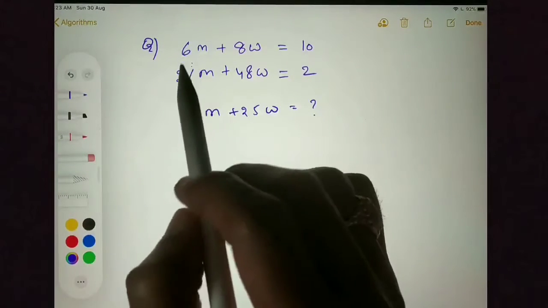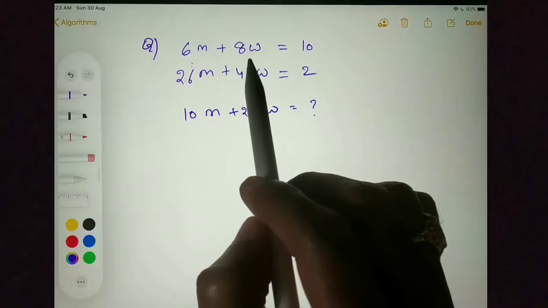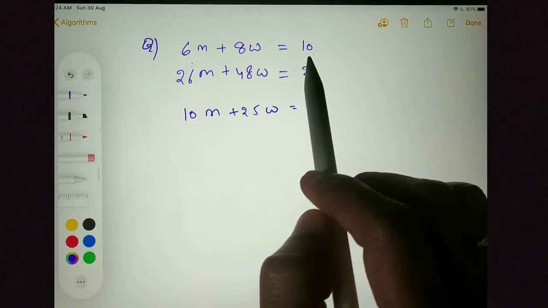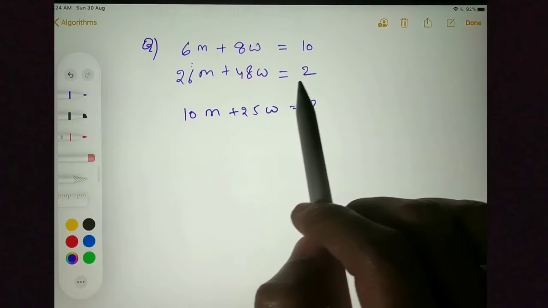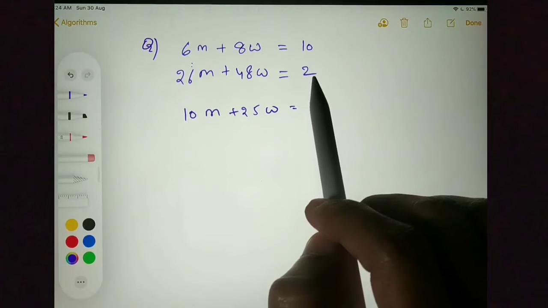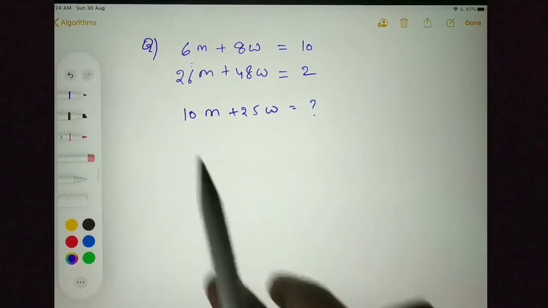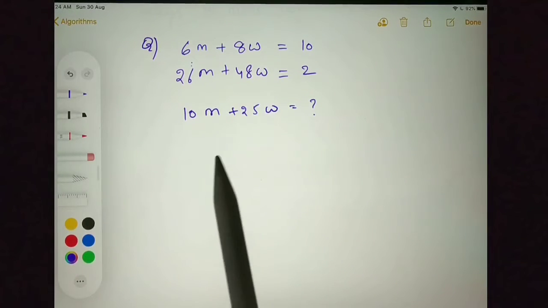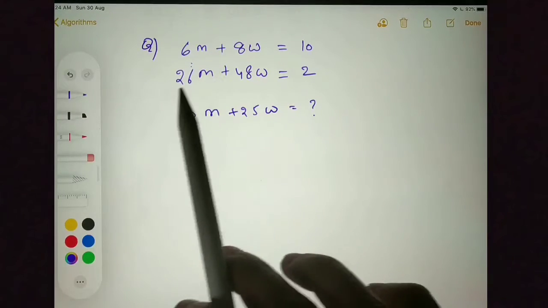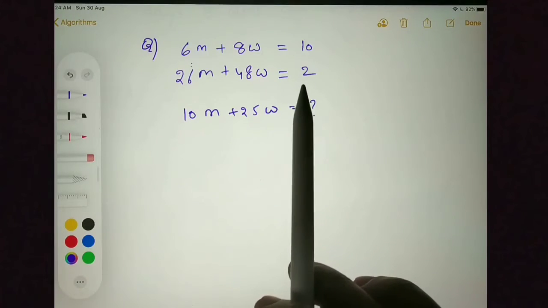Here is the problem. 6 men and 8 women can complete a task in 10 days, and 26 men and 48 women can complete the task in 2 days. So in how many days can 10 men and 25 women complete the task? When we are given a problem like this, we can solve these two equations to get the answer.